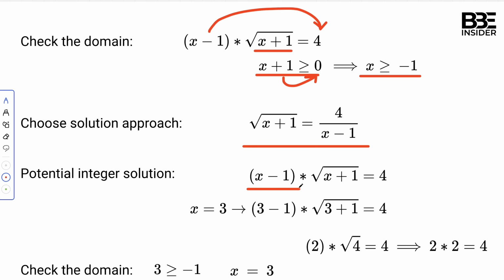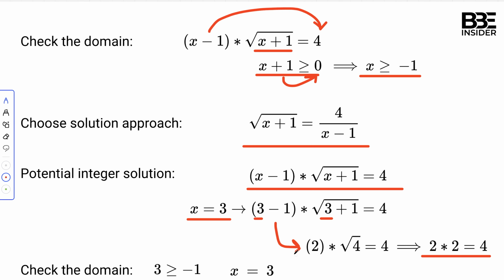We start with the original expression and test a number of values for x. In this case, it's quite easy to see which number for x to take to obtain the solution 4. Let's test with x equals 3. We plug 3 in for x in our initial equation. This simplifies to 2 times the square root of 4, which is 2, and 2 times 2 is 4.